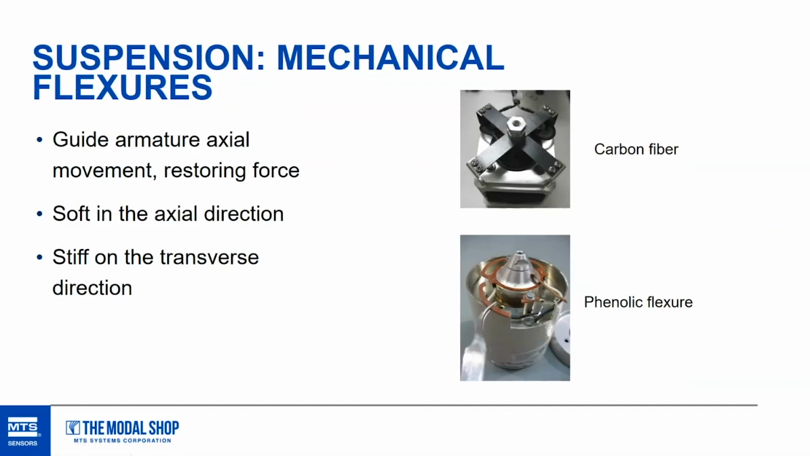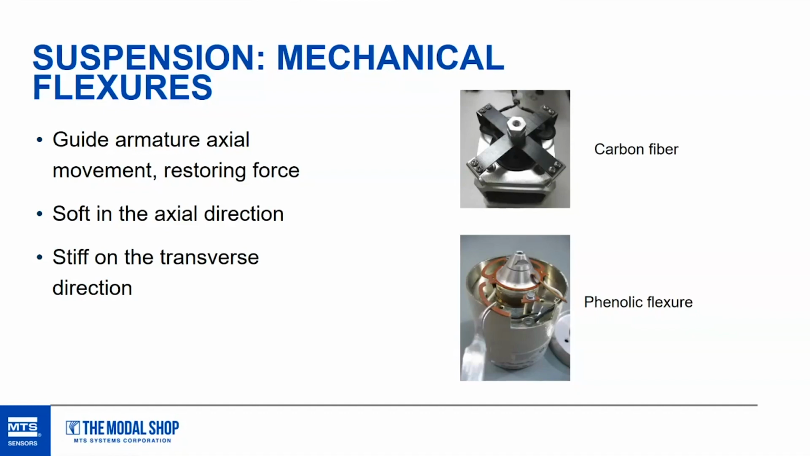Another thing we notice here is we can do this crossed design on the suspension system, which basically means the armature will move as much as the suspension system can flex. So using that cross configuration, I can get more displacement using the same diameter shaker. So it's another way to keep the shaker compact while I'm still getting a lot of displacement out of it.